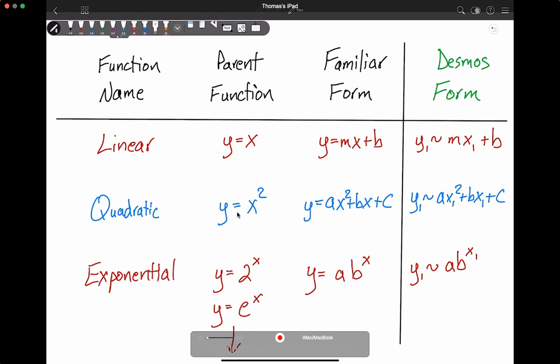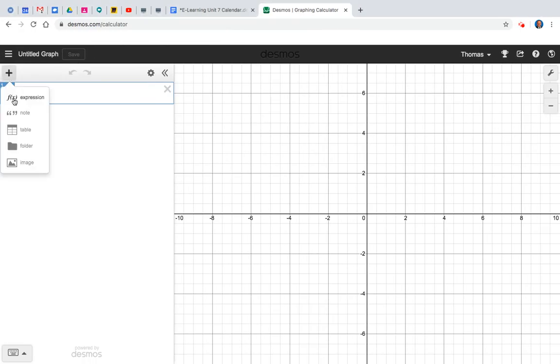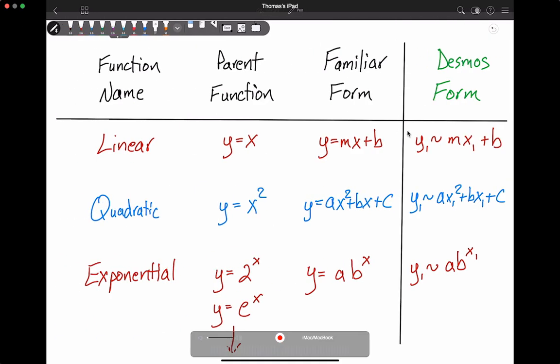Quadratic, you're used to the parent function y equals x squared. The familiar standard form is y equals ax squared plus bx plus c. So we're going to mimic, again, this familiar form and transfer it to Desmos form by y equals ax squared plus bx plus c. Again, the x and the y are going to need this subscript of 1 because you're going to be getting it from the table that you're going to create right here. Okay, so this is x1 and this is y1. That's where these values are going to come from, okay?